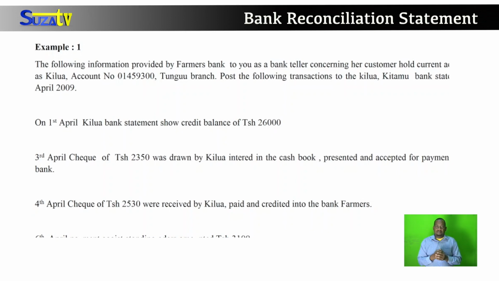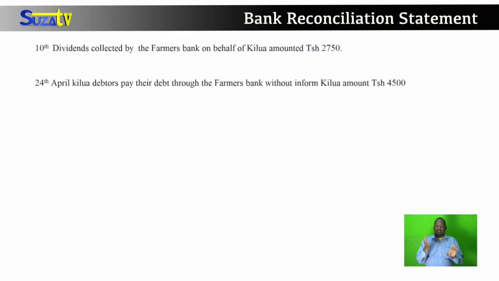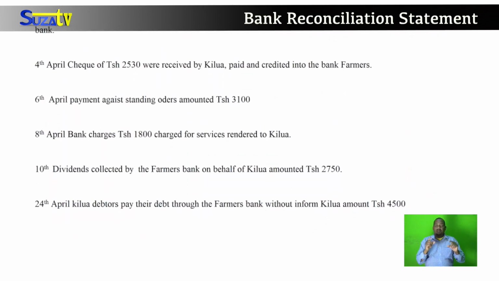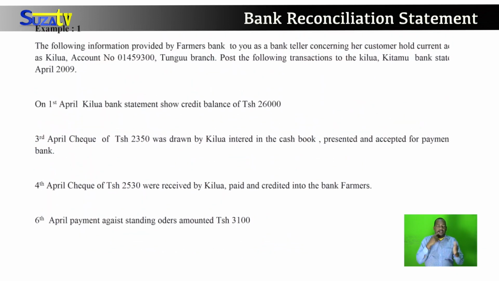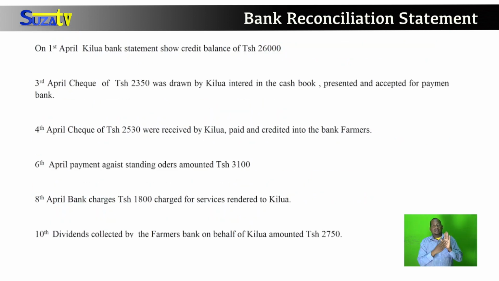Example number one discusses the bank statement. I think we have already discussed what a bank statement is. The bank statement is a document drawn by the bank to show the transactions made by the customer, usually in one month. The example says that the following information is provided by the Farmers Bank to you as a bank teller concerning her customer, who holds a current account known as Kilua, account number 0459300, Tungo branch. You are required to post the following transactions to the Kilua Kitam bank statement on 13th April 2009.